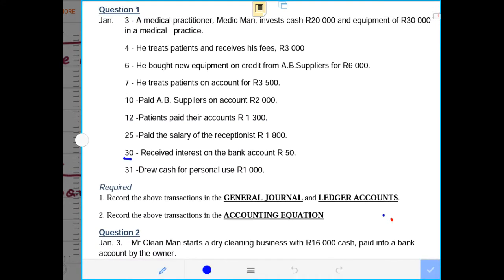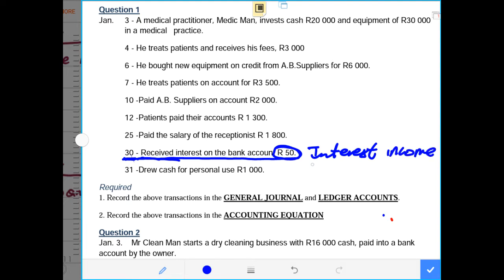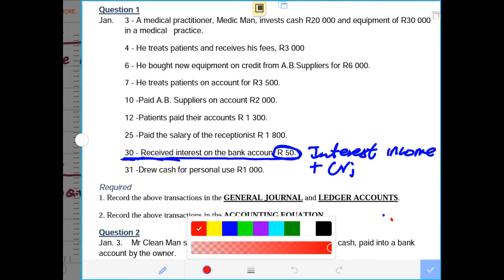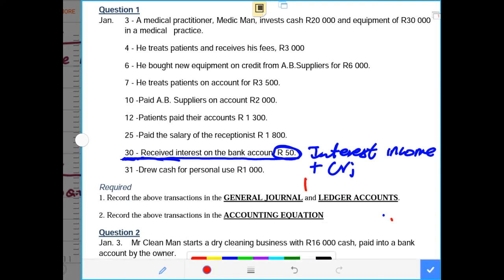It says that we received interest on the bank account, and that interest is 50 rand. If we receive something, in this case interest, it will be interest income. This will be another account, and we know that interest income will be increasing on the credit side because incomes increase on the credit side. Then, because we received money, our bank account will have to increase, and our bank account will increase on the debit side.